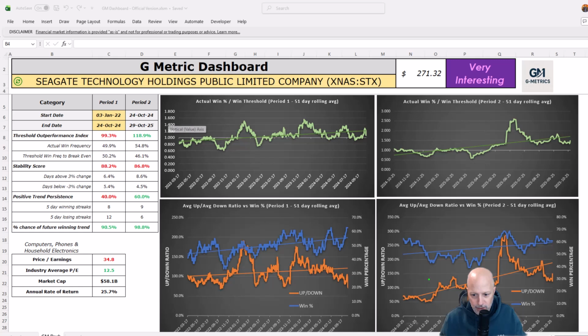And then let's look over here in our period 2. We can see that's a much steeper line. And it crosses over the 100% threshold right here, and then it keeps going up and up and up and up, and it's approaching 200%. That means the up days are twice as big as the down days. And so this is a stock that's really performing well.